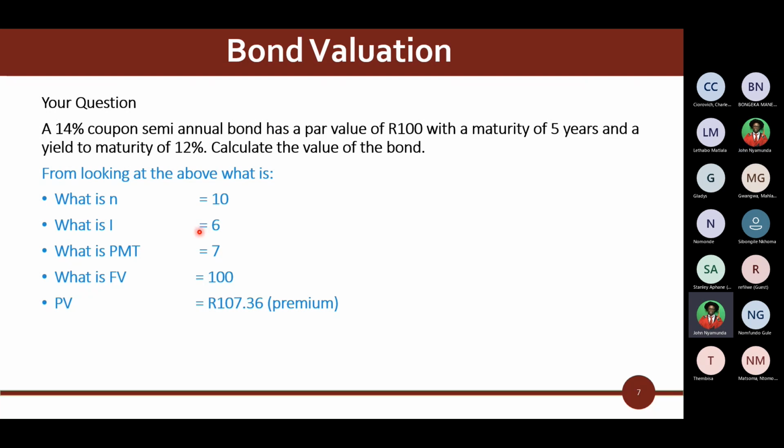Okay, Gladys? Can you hear me? Yes, 100%. So for the 14%, do we also apply the same concept of dividing by 2? If it's semi-annual, yes. Because I see it's 7. Yes, 14% of 100 is 14, divided by 2 is 7. It's an important concept. If it's semi-annual, it's 14 divided by 2; if it's quarterly, it's 14% of 100 divided by 4. Understood. Now I think you are there.